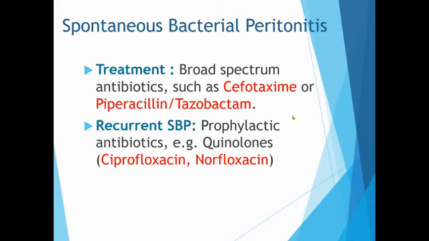Sometimes you'll find that the bacterial peritonitis has become recurrent. A patient time and again suffering from spontaneous bacterial peritonitis. In such cases, you have to give some prophylactic antibiotics like quinolones. It is the most commonly used antibiotic as a prophylaxis for recurrent spontaneous bacterial peritonitis. And ciprofloxacin and norfloxacin are very much known to us. These quinolones are used as an antibiotic for recurrent spontaneous bacterial peritonitis.